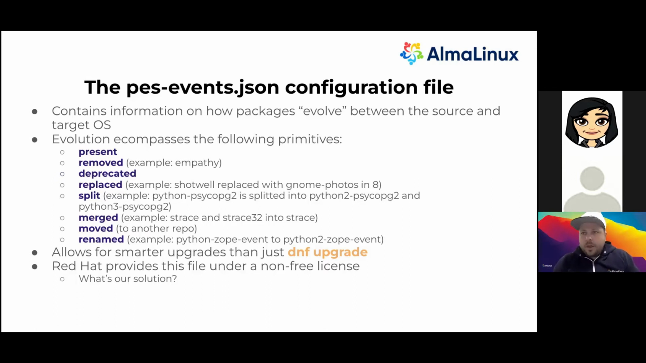So this is the metadata. This is basically the brain of the operation, and it's really, really important, and it's really good to have, and it's also something that the community can contribute to. And that's why we created the package evolution service, which is, I believe, my next slide.